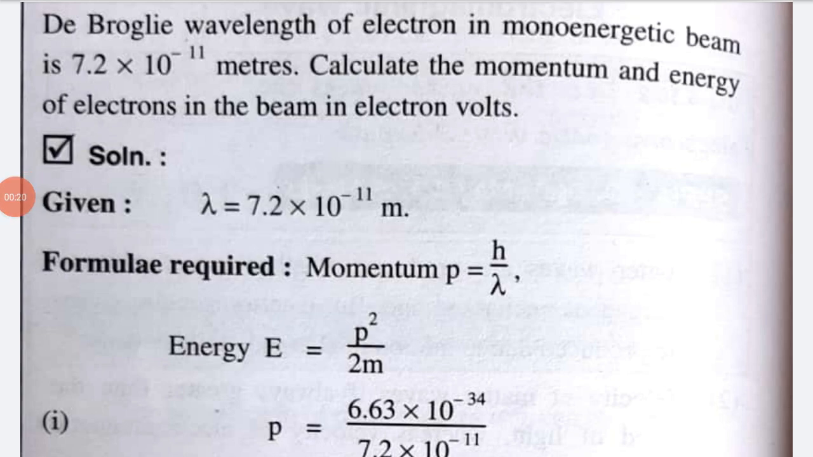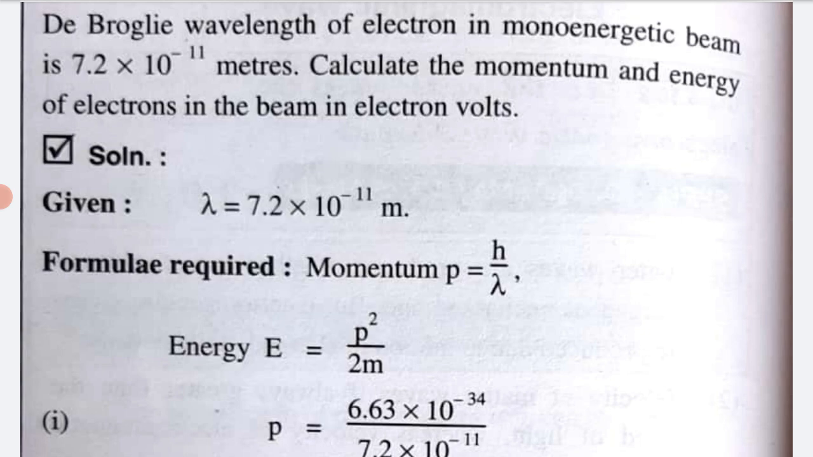Today we will discuss numericals based on the de Broglie hypothesis. We know very well unit number 3, wave optics. In this lesson we have already learned the de Broglie hypothesis. Today we will solve examples. So move on to our first numerical.